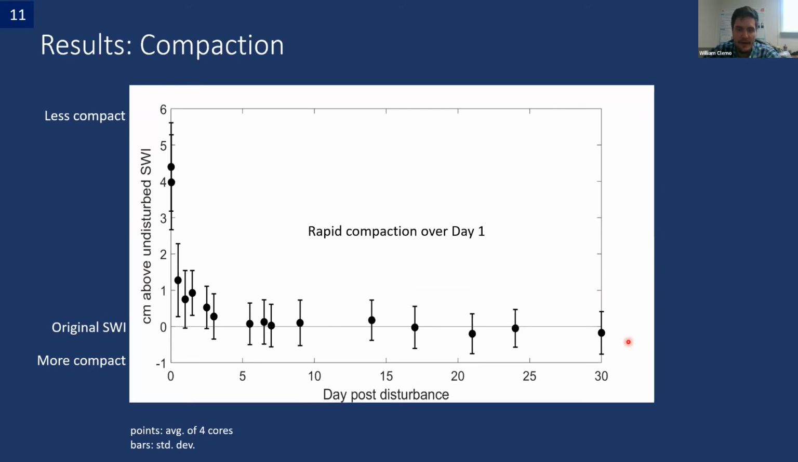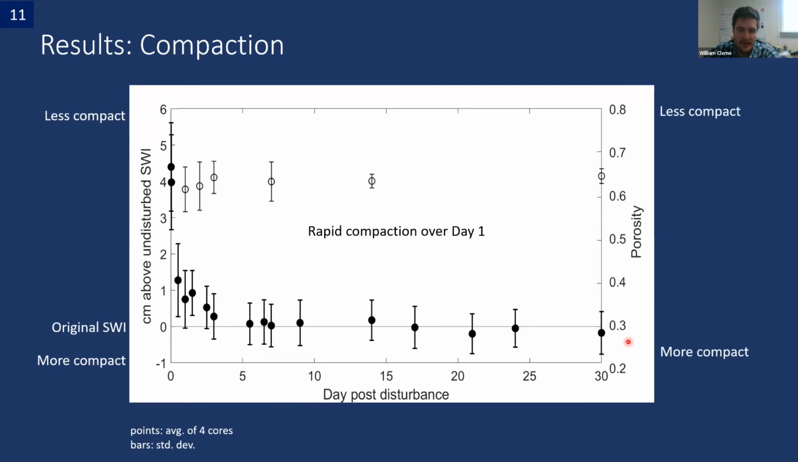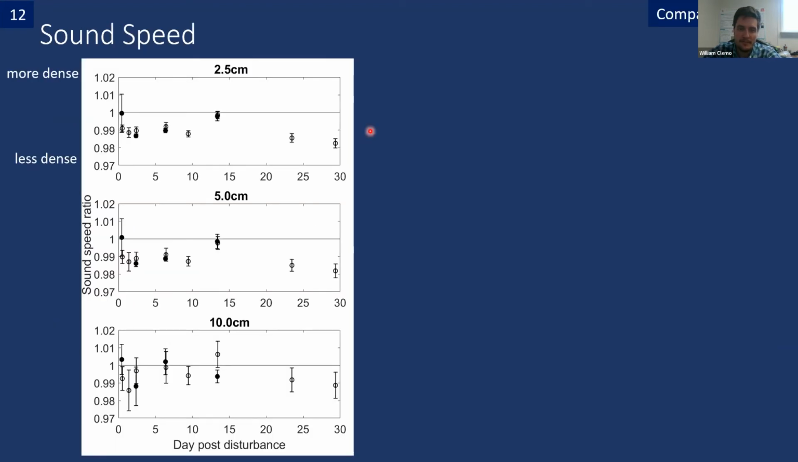So if we compare porosity, which is now on this right y-axis over time within the disturbed layer, these points are the averages of the top 5 centimeters, it didn't really capture this rapid compaction and then gradual consolidation over the first few days. There's really not much change in time there. We observed a slightly different pattern in our sound speed measurements.